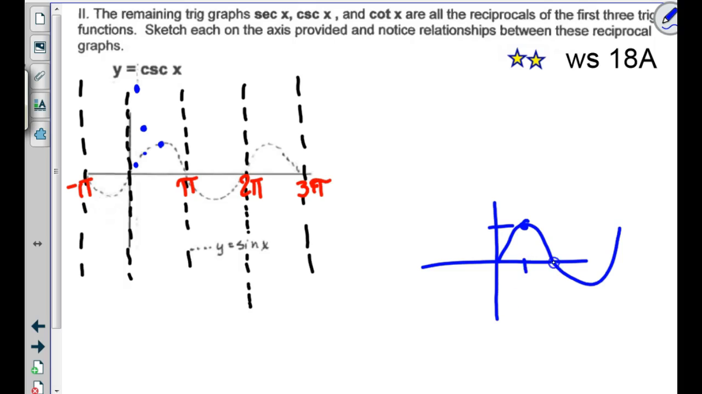It's actually pi over 2, 1, right? And the min over here would be at 3 pi over 2, -1. So this is pi over 2, 1. But what is the reciprocal of 1? The reciprocal of 1 is just 1, yes? 1 over 1. Okay. So this value is still here at 1. So that ordered pair we're going to label as pi over 2, 1. Up there.